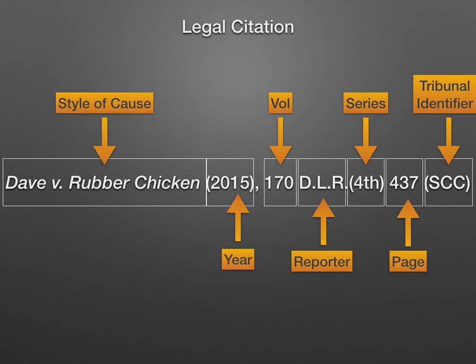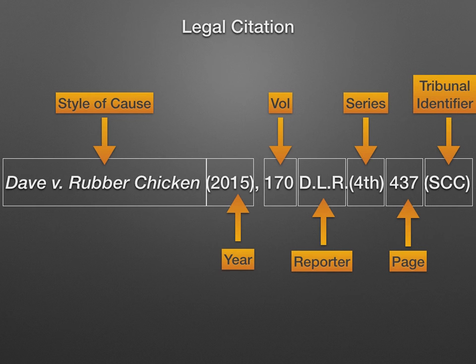So we take the case of Dave versus the Rubber Chicken, which happened in 2015. This is what a standard legal citation would look like. It starts off with the case name, Dave and the Rubber Chicken, in the style of cause. The year that happened was 2015, and then the stuff after the comma is where to find it. So in this case, you'd find it in the DLR, which is the Dominion Law Reports, 170th volume, 4th series, on page 437. And in the far right, you'll see that case happened in the Supreme Court of Canada.